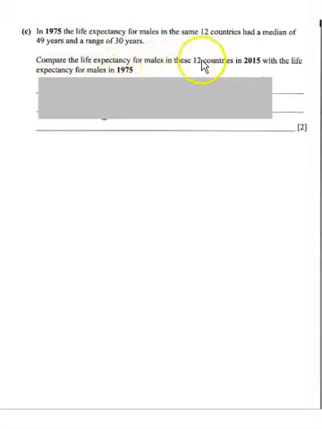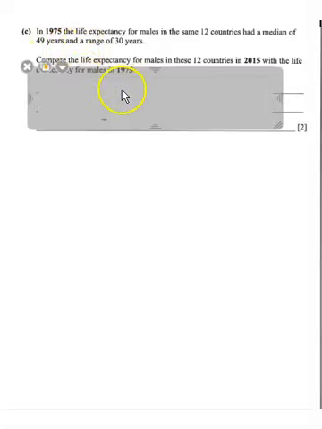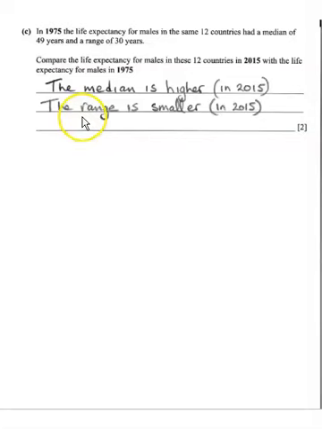So the previous page was in 2015, so we found the median and the range there, and all we're doing is comparing it with 1975's range and median. What we find is the median is higher in 2015 and the range is smaller in 2015. So all that kind of question is just comparing the two.